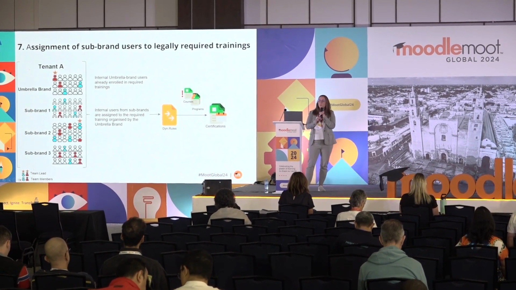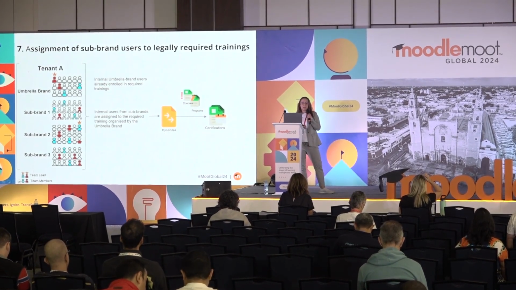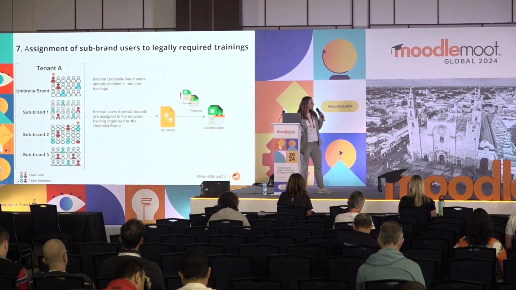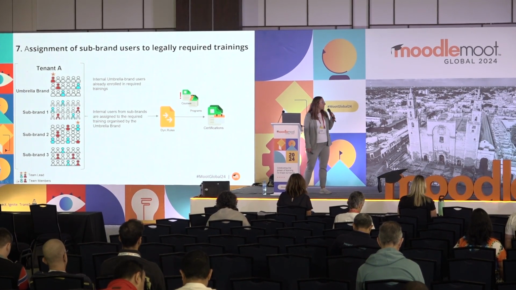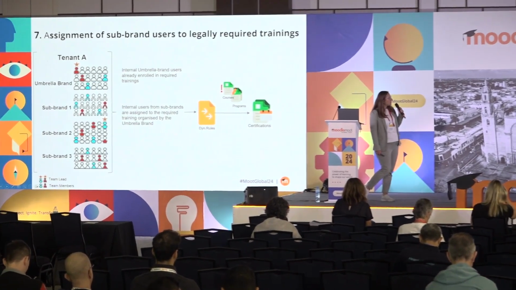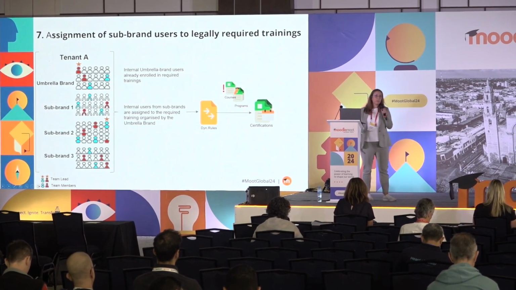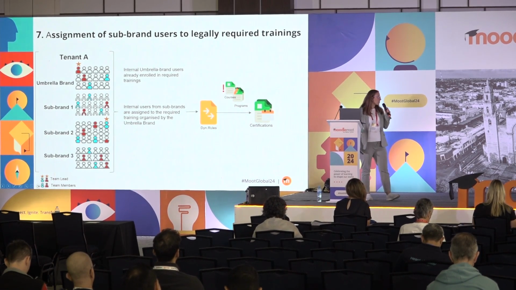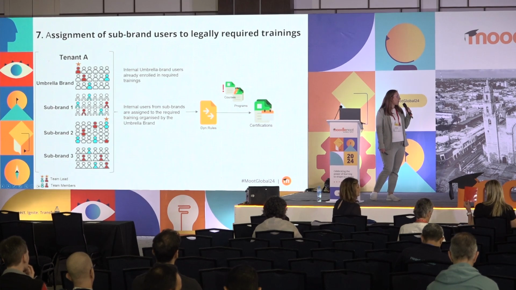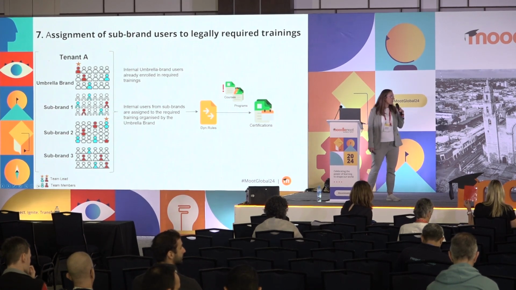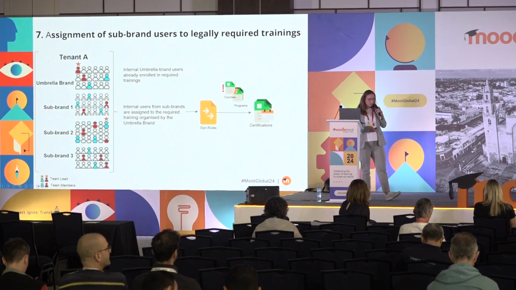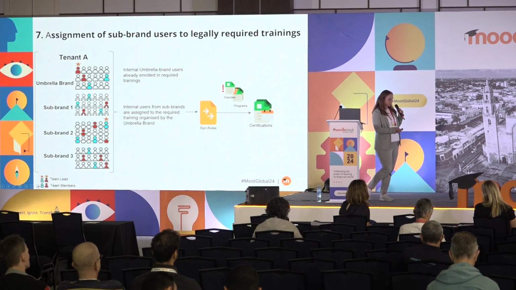The next step was to assign all users of the sub-brands to the required trainings located and organized by the umbrella brand. And due to the fact that all users had been in that specific course before, all the progress on the learning within the course was still available. So we could just assign the users to the required training, and we could recalculate the sub-brand program and organization certifications.